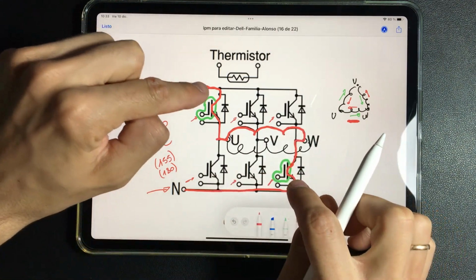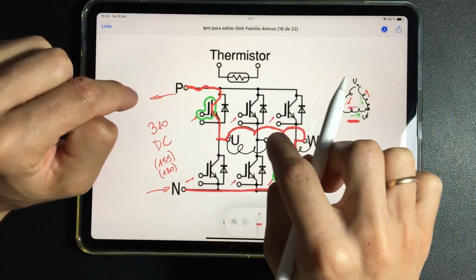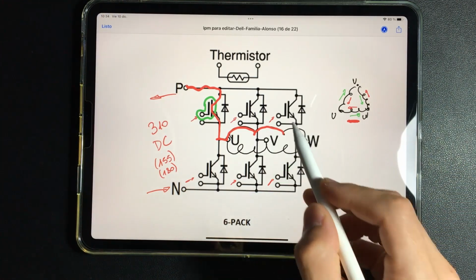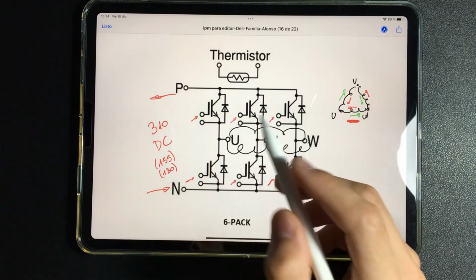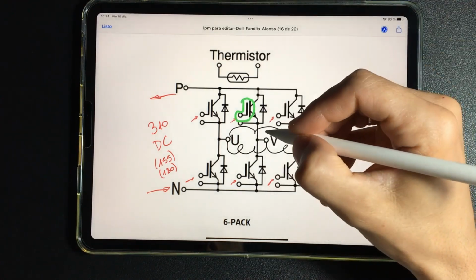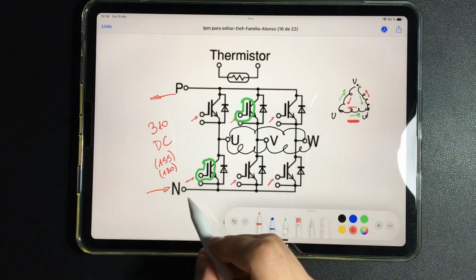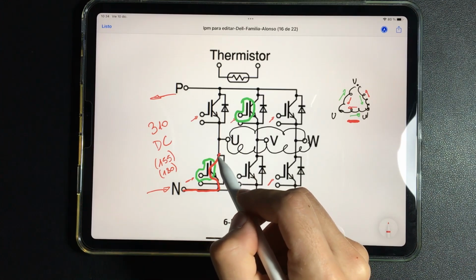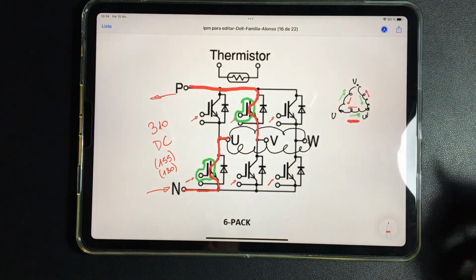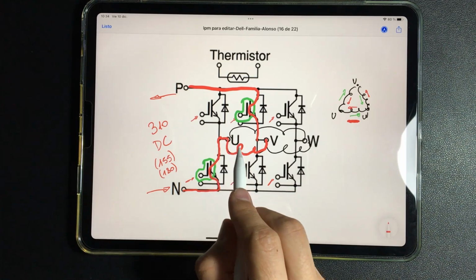If I open these 2, the electrons enter and exit through here. If I open these 2, the electrons enter and exit through here. If I open, for example, this gate and this, what will the electrons do? Well, the electrons will enter through the side that is allowed, and they will exit through the side that is allowed. What coil will they cross? They will cross U to V.